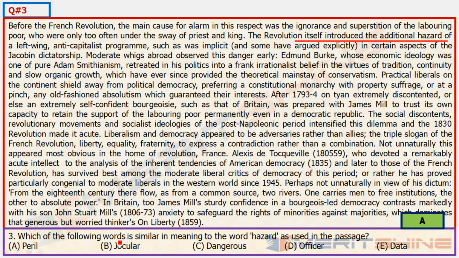Jocular means jovial, means someone who makes a lot of light-hearted moments, jokes. So that is out at the first moment. C, grammatically incorrect. D and E, thematically incorrect, right?